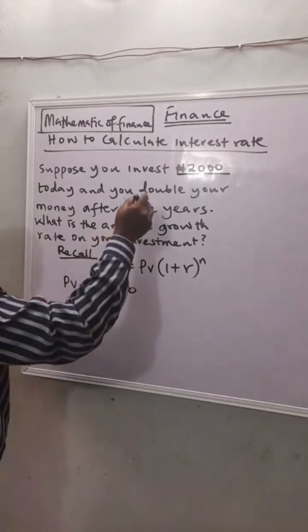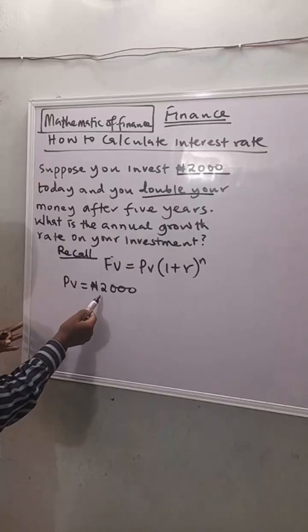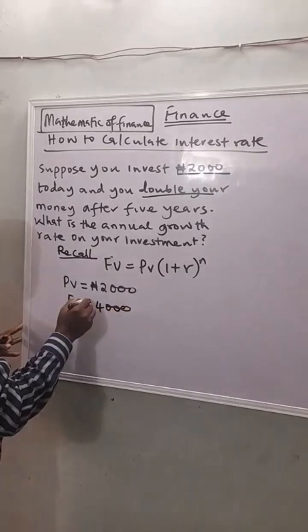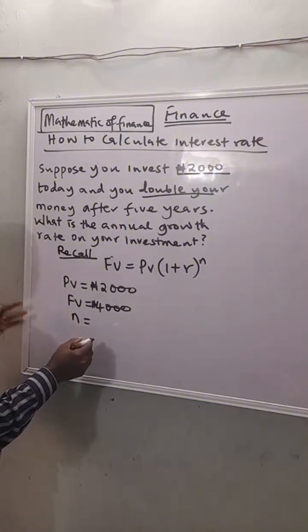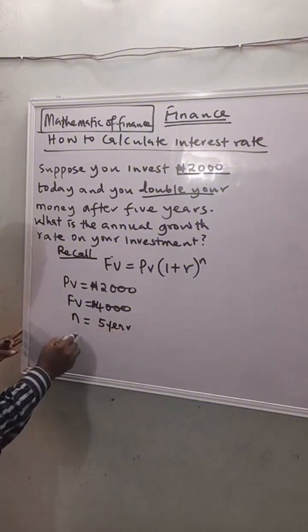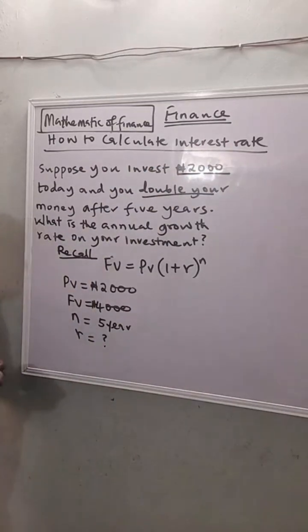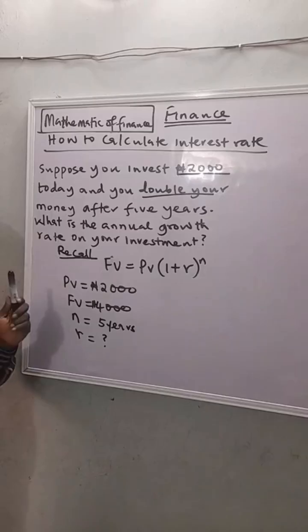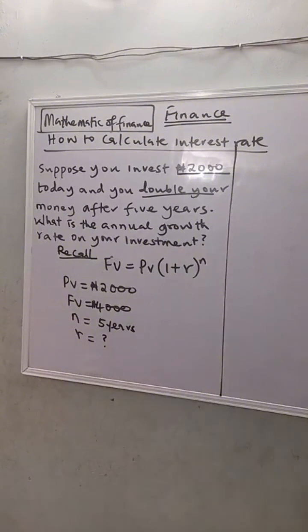And the question says, supposing you doubled your investment. To double it means this 2,000 multiplied by 2. That will give us the future value, that is 4,000 naira. And the number of years, which is n, the duration, is 5 years. And our R, which is interest rate or rate of interest, we're looking for. So that means with this formula on the board, doing what they call changing the subject of the formula, we can find R without stress.